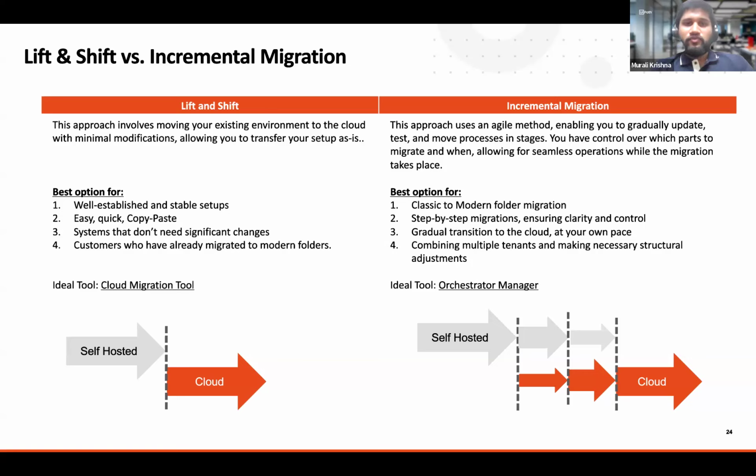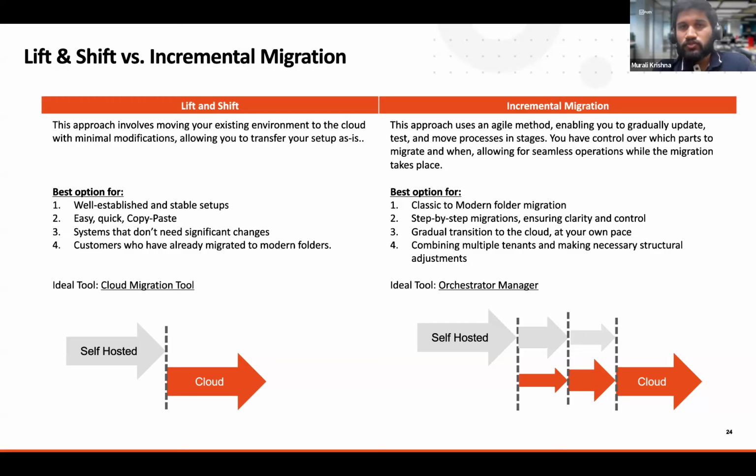Yeah, sorry for that. This approach explains the orchestrator manager approach, which is nothing but an agile method where you are enabling and gradually updating the entities in a process stage or in a gradual stage instead of going in a single-shot approach. So you can have control over all the entities and all the migration activities you are doing in this approach. You can define your own strategies. You can define your own entity approaches while doing this incremental migration.